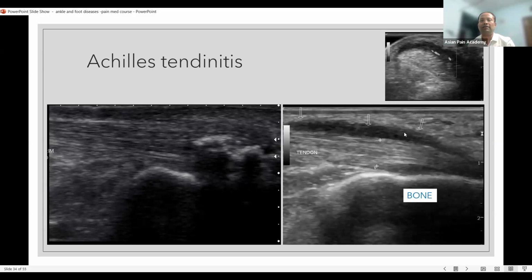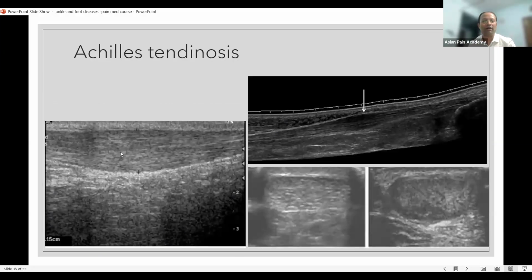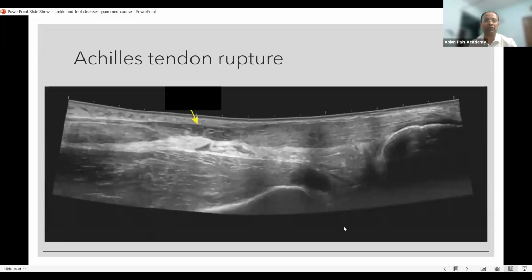Okay, here you can see there is some fluid collection around the tendon. Now this is called tendinosis. Here there is no fluid collection, but it is 2 to 6 centimeters proximal to the insertion, and here you will just see swelling of the tendon, and there will be loss of fibrillar structure. It will be hypoechoic. This is long axis and this is short axis. Even the short axis is showing the same picture. So this is called tendinosis.